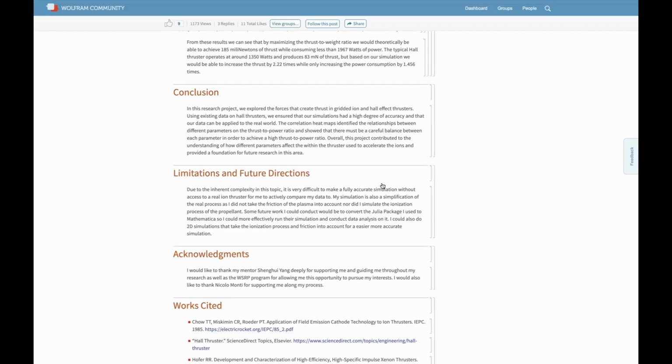I'd also like to take into account the ionization process and the plasma friction, because those are very important assumptions that I assumed negligible, although in the real world they're very much non-negligible, and those also take a lot more energy and highly reduce the efficiency. I think it's really cool that you were able to bring in real world data. With the Julia package, there's definitely a lot that you could do in that domain. And I'm really excited to see it.